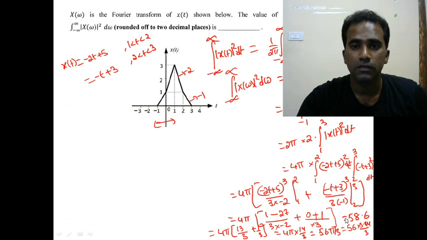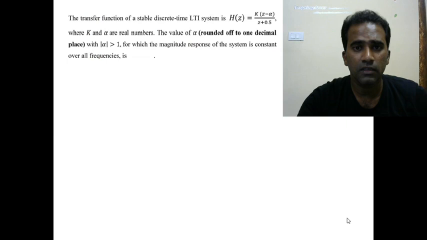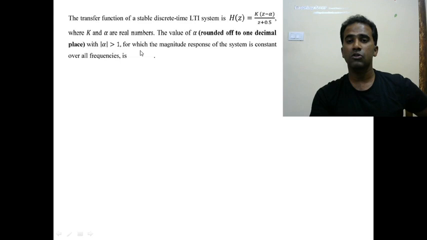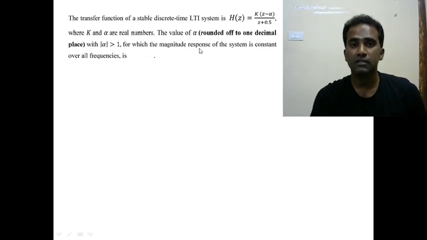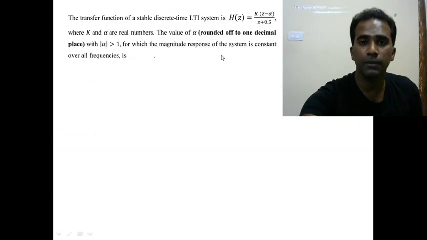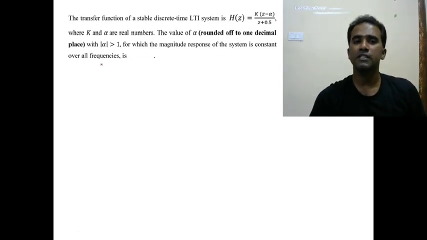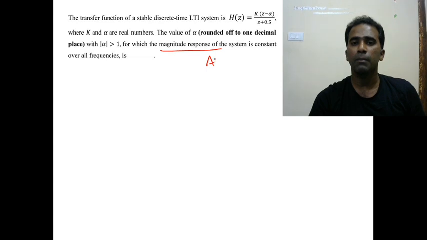Right. So let us do the last one, last question. So transfer function is given, and they're asking us the value of alpha with mod alpha greater than 1 for which the magnitude response of the system is constant over all frequencies. You have to understand this. Magnitude response is constant over all frequencies. The meaning of it is they're talking about all pass filter. Indirectly, they are telling you that the filter that they're talking about is all pass filter.